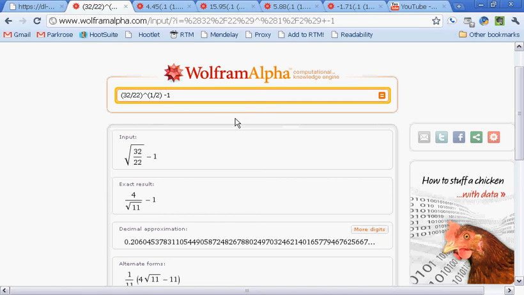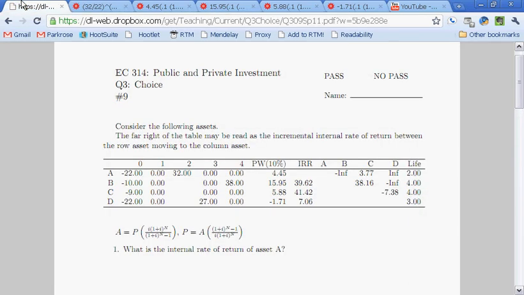Pretty easy. All you're doing is taking that $32 that's in time period 2, dividing it by the $22, which is your initial cost in time period 0. Taking the square root of it, because that $32 is in period 2, subtracting 1, and it gets you the interest rate of 20.6%, which is barely above 20, but it makes it so we'll be able to use that asset in question number 4.